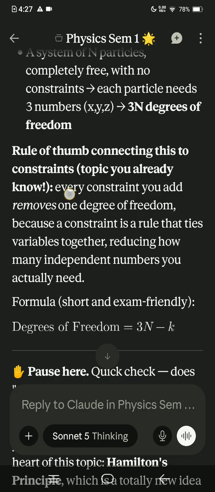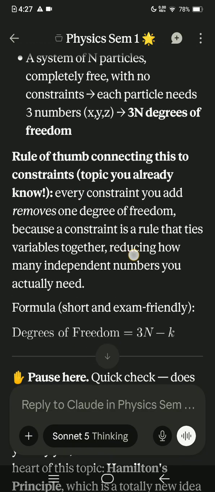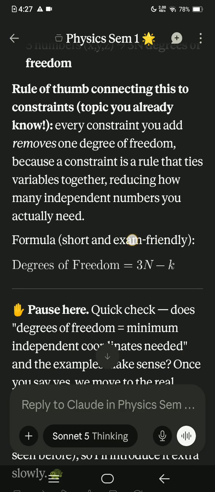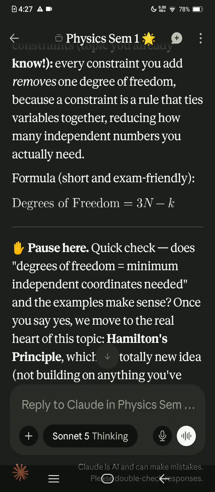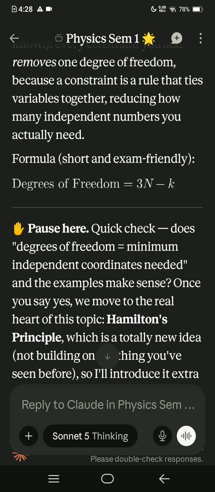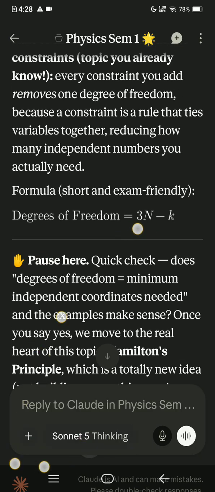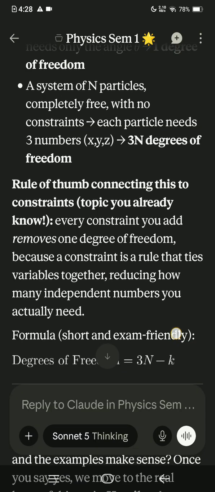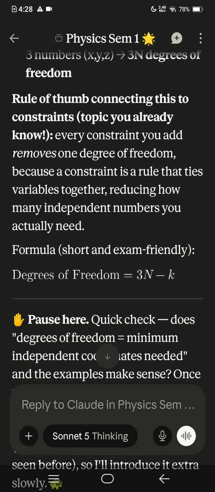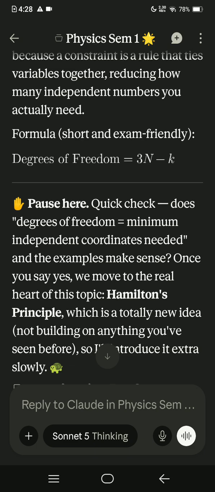I need more intuition for this part. Anyways, for now we can move on. Formula, short and exam friendly: degree of freedom is 3n minus k, where n is the number of particles, right? And k is the number of constraints. So degree of freedom is 3n minus k.